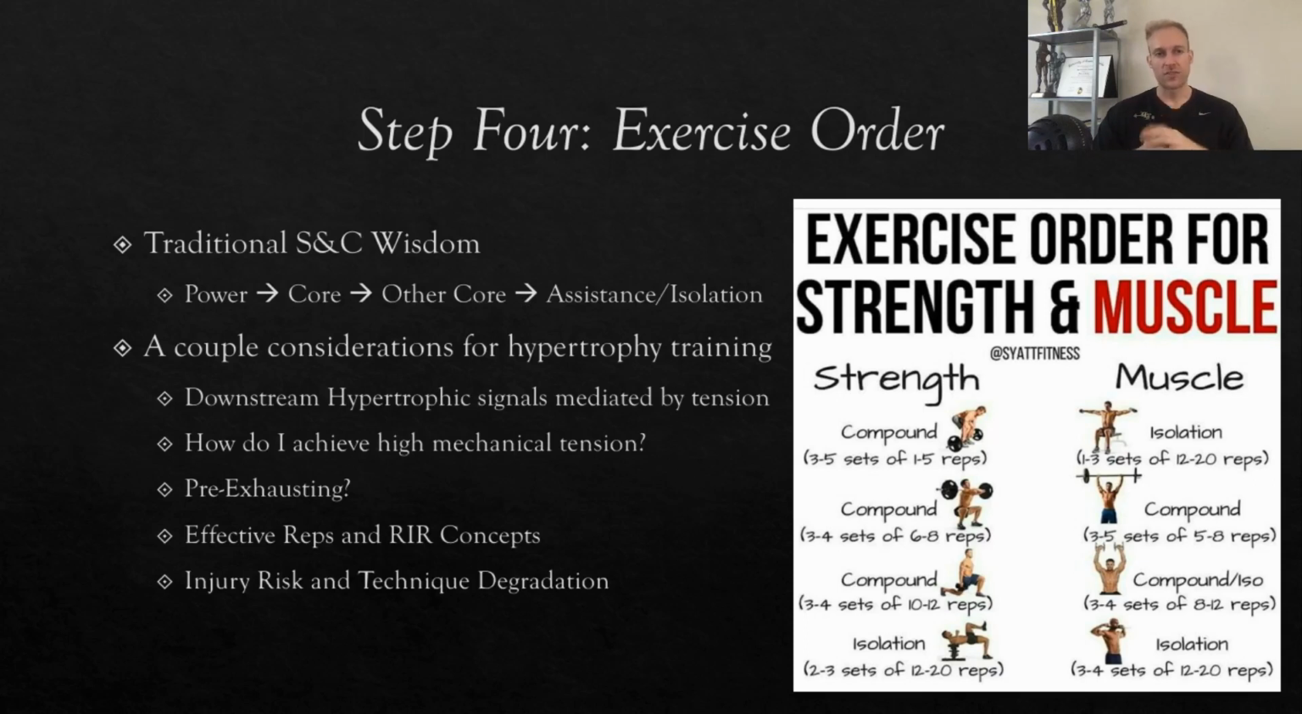Your traditional strength and conditioning wisdom, and this is strength and conditioning for athletic performance, is that we start with power exercises, so your Olympic lifts or variants of that, jumps, throws, things like that. Then your core lifts, so not core like the abs or the lower back, but core like the main lift in the program. So for a basketball player that wants to improve their vertical jump, their core lift would be something like a back squat or a front squat. And then any other core lifts followed by assistance and isolation.